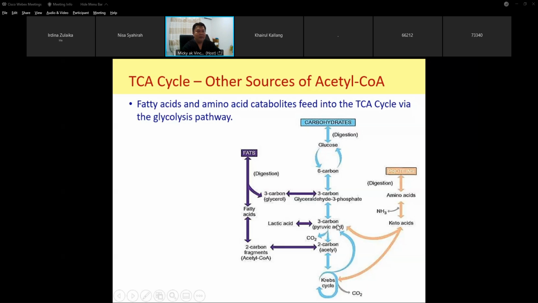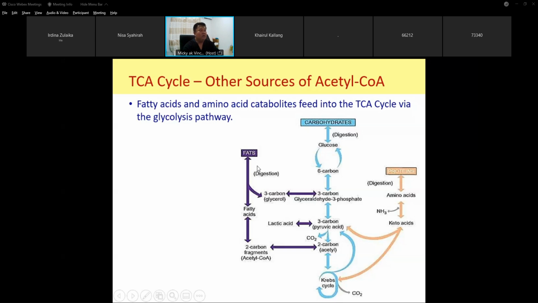Okay, so from pyruvate, you get the 2-carbon acetyl, then the Krebs cycle. Actually, sebenarnya tak semestinya just from glucose. From protein, you have different types of amino acid. It can also be broken down, the amino acid, into keto acid. This keto acid can produce pyruvate also. The keto acid can also go into the Krebs cycle. Kita akan tengok nanti some example. And the same thing for fat.